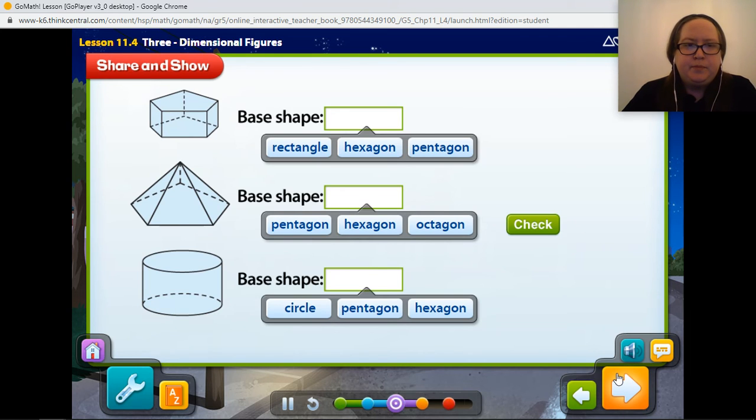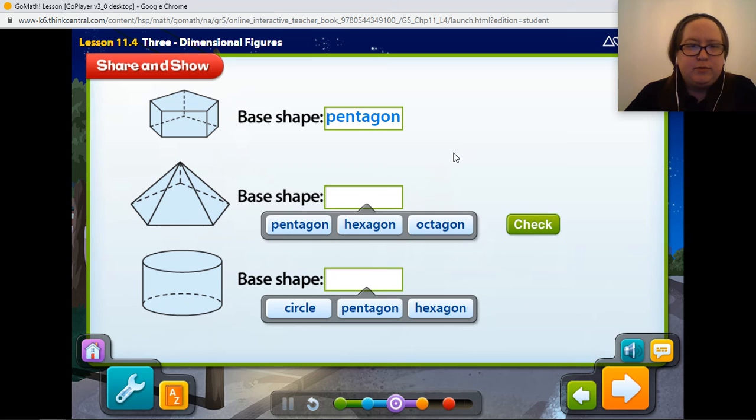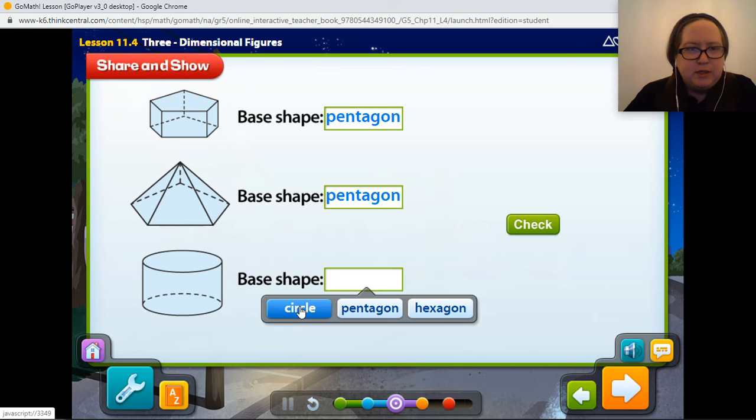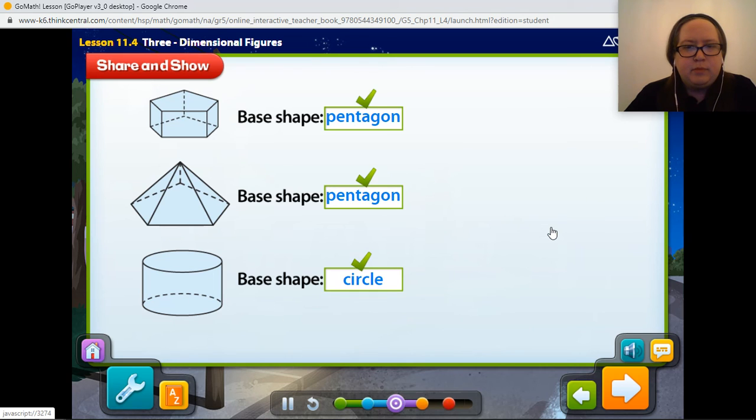Let's try a problem. Select the correct base shape for each of these solid figures. Well, this base shape has 5 sides, so it is a pentagon. This one, 3, 4, 5, is also a pentagon. This one is a circle. Excellent. The first 2 base shapes are pentagons, and the third is a circle.